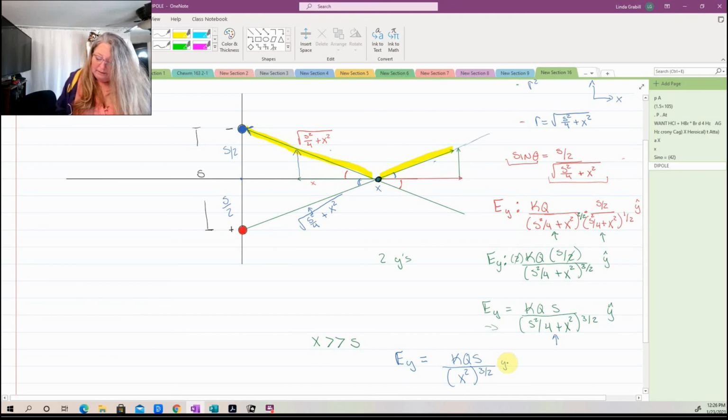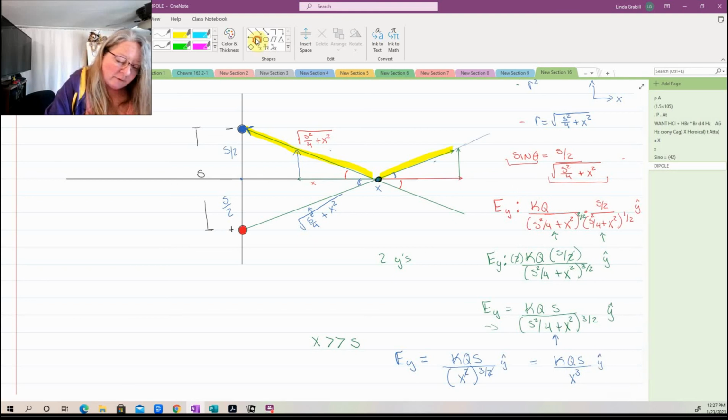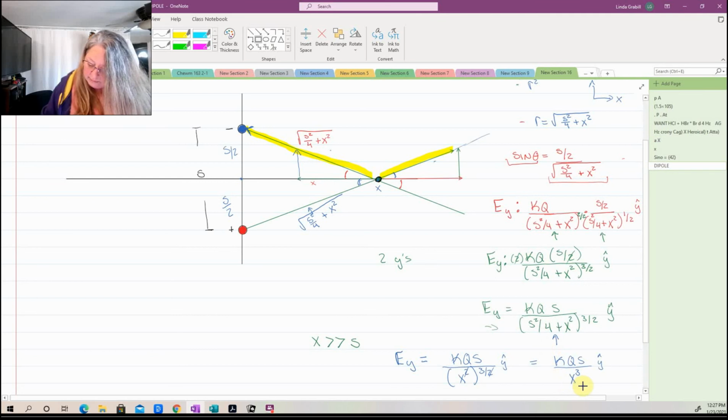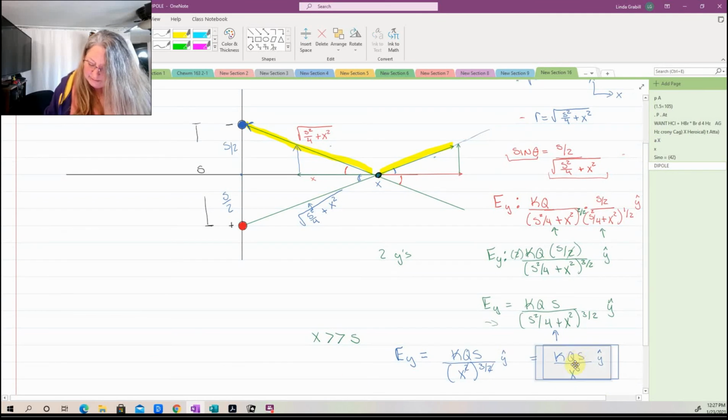Then I can look at that. Well, the x squared to the 3/2, that's going to simplify down. My 2's are going to cancel out. And this gives me finally the expression you find in your book for a dipole. kQs, so the bond length distance between the two, over x cubed, the distance away. And there you have it. So we have now derived, using something that you've been practicing on your quiz, an expression for a dipole.